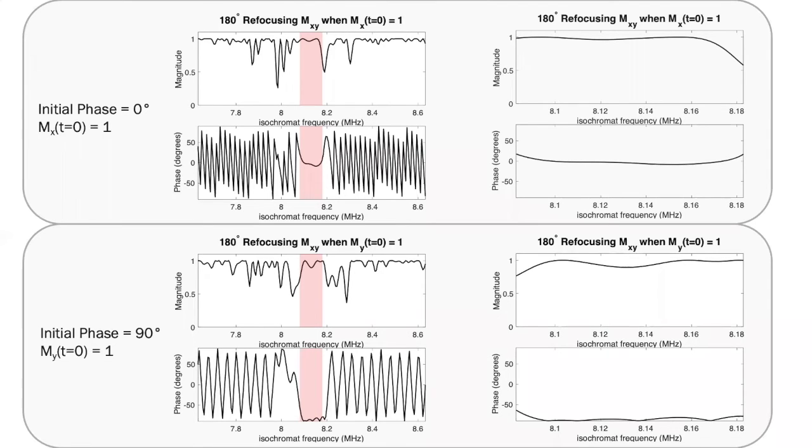Again, zooming into the highlighted optimization bandwidth, for both initial conditions, the magnitude and phase are quite flat. For the case of zero initial phase, the phase at the end of the pulse is 0, and for the 90-degree initial phase case, it reaches minus 90 degrees. We limited our RF amplitudes to plus or minus 30 volts in this simulation, but with higher drive amplitudes, even flatter magnitude and phase can be achieved.